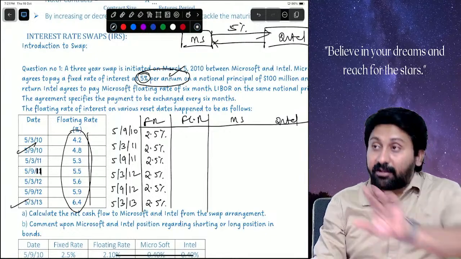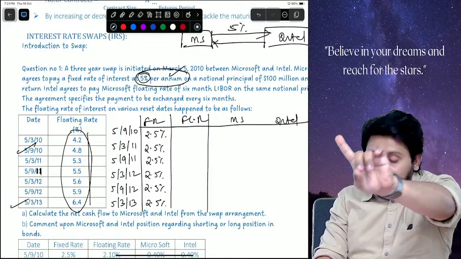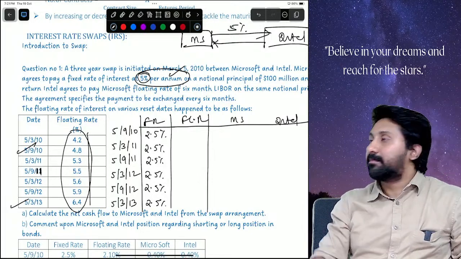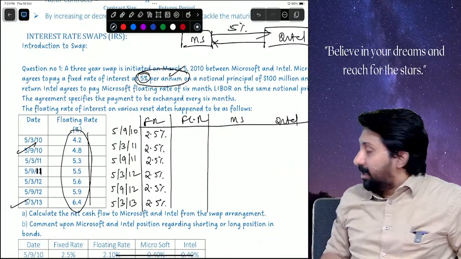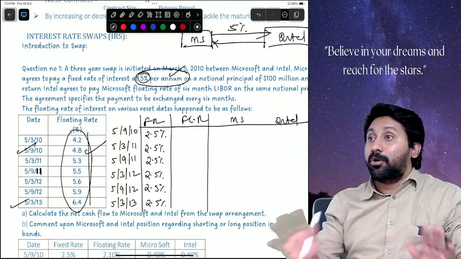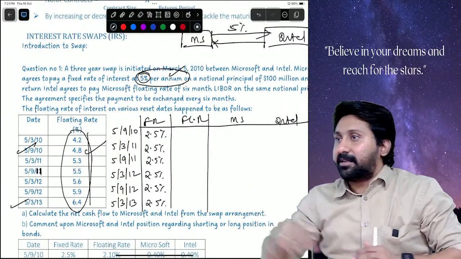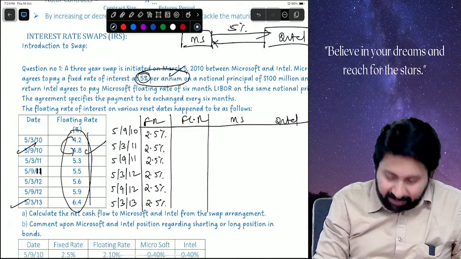What is the floating rate? Everyone answer. 5-9-2010. Can I take 4.8 by 2? No. 4.8 I will not pay for this month. I will pay after 6 months. So which rate will prevail? This rate will prevail here. Correct?